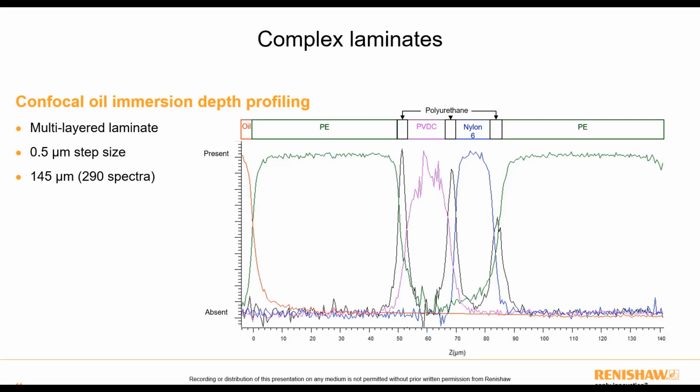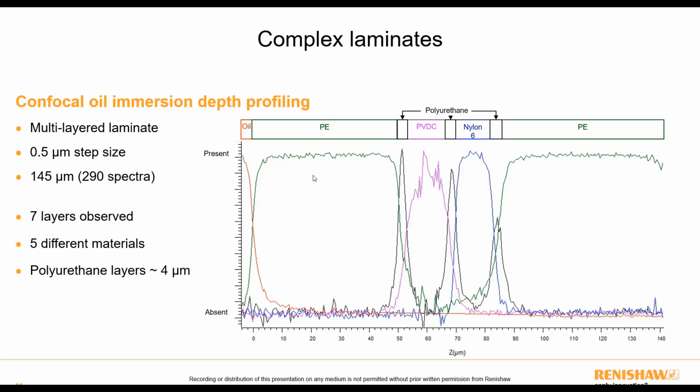But effectively, where we've got a color that's high, it's showing you that that material is present, and where it's low, it's showing that it's absent. So you can see here, we've got 7 different layers and 5 different materials observed. Because we've used oil immersion, it's also really straightforward to quantify the thickness of any of those layers. So for example here, the polyurethane layers are about 4 microns in thickness.